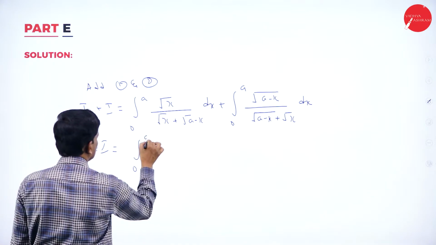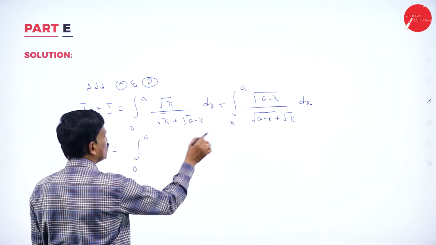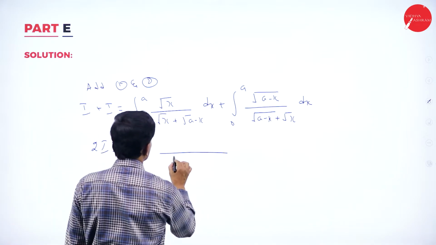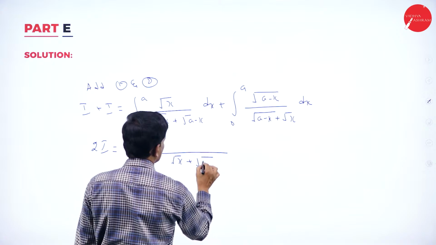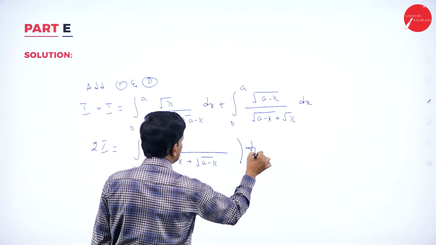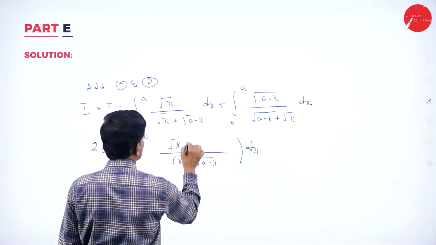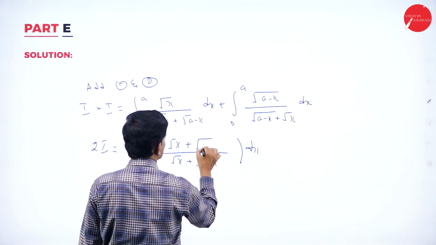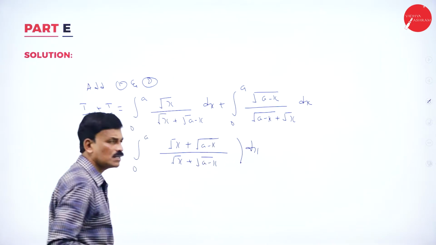So from 0 to a, take the LCM here: root of x plus root of a minus x, into dx. This numerator and denominator get cancelled, you will get root x. Again, you will get root of a minus x. Just take the LCM and simplify.